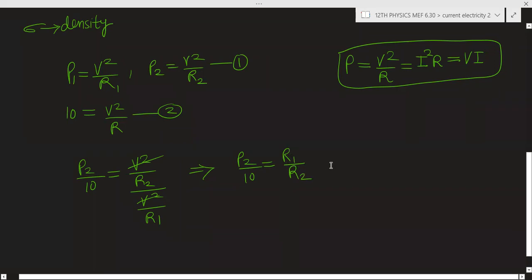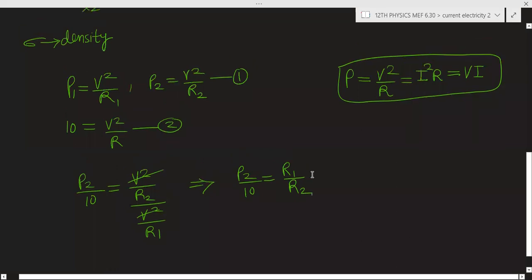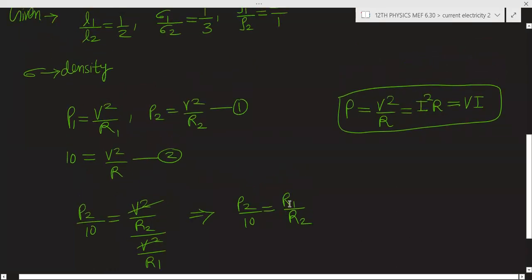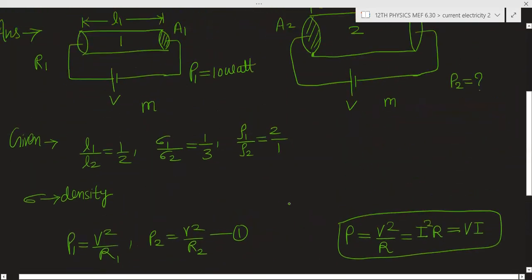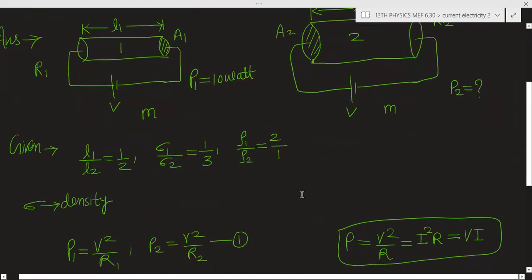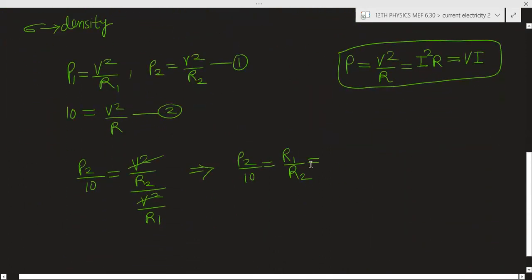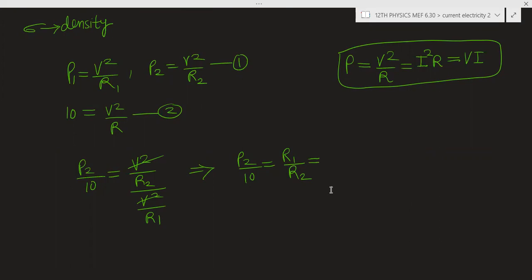Now the ratio of R1 and R2 we have to calculate. Now, in terms of length, area and resistivity, can anyone tell me the formula of resistance? Nawal, tell me the formula of resistance in terms of resistivity, length and area. Okay, I am writing. Not V by R. I know the resistance is V by I, but you have to write the other formula here.